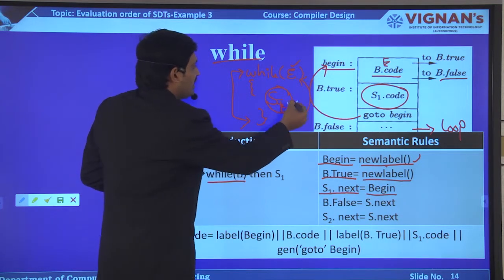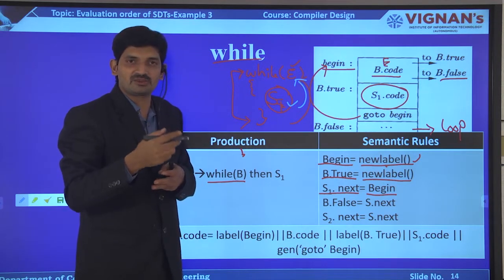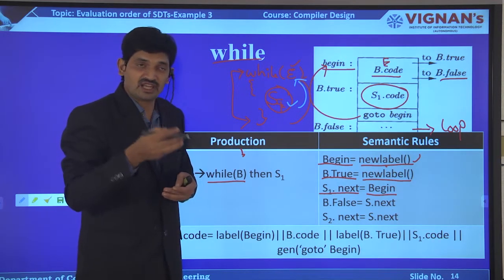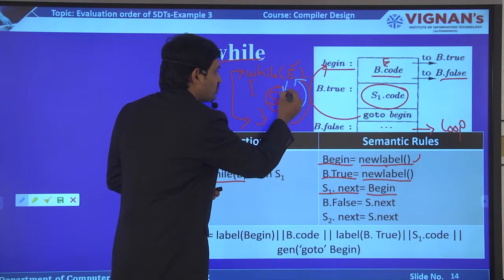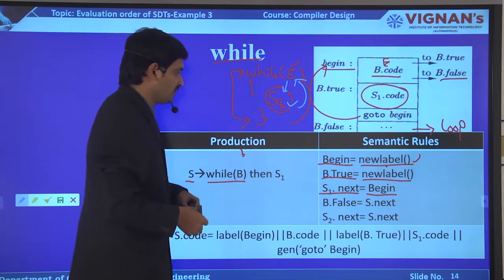After that, again I have to go for this expression. I have to again check whether the expression is true or false. If it is again true, again I have to execute S1 and again I have to go for the checking of that particular expression.